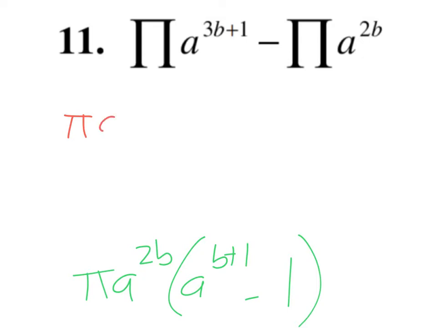So this is a to the 3b, a to the first, minus pi a to the 2b.